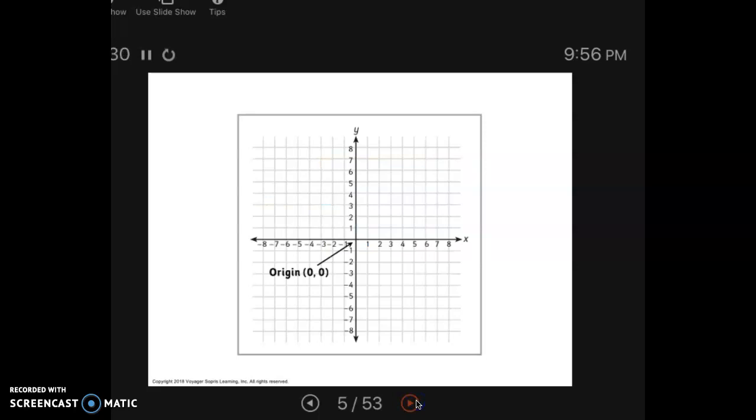The place where the x and y axis cross has the coordinates 0, 0. This is called the origin. And this will be the same on every coordinate graph you look at.